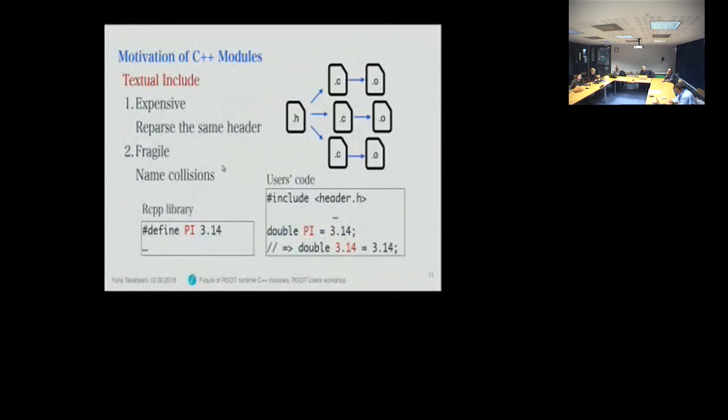Also, it is fragile. Textual includes are influenced by previously defined macros. For example, in this example, the macro pi is defined in the Rcpp library. If we include this library, then it is possible to override our local variable double pi with this macro.